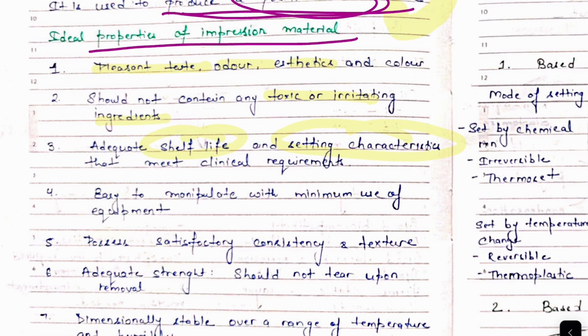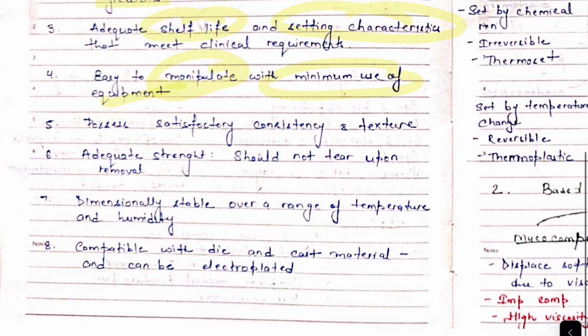Okay, it should be easy to manipulate and with minimum use of equipment. So we don't want a very complicated process. It should have satisfactory consistency for use in clinics. Okay, adequate strength. So we want various types of mechanical properties. Strength and dimensional stability are two important qualities that we want in our impression material. By dimensional stability, we mean it shouldn't change its dimension over a range of temperature or humidity. And by strength, we mean that it shouldn't tear up or fracture, right?